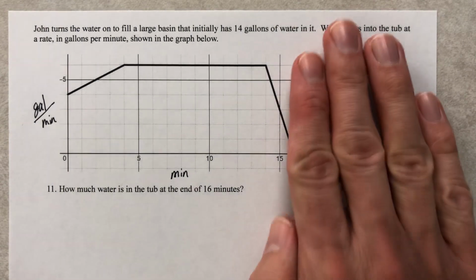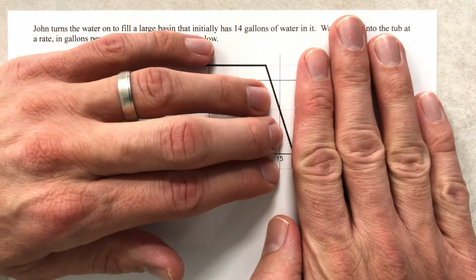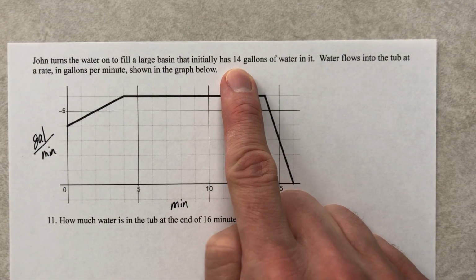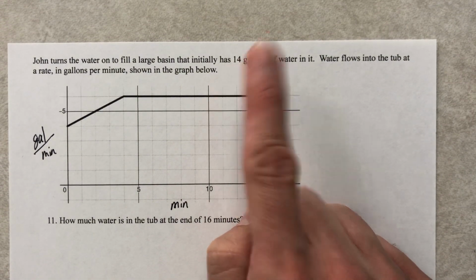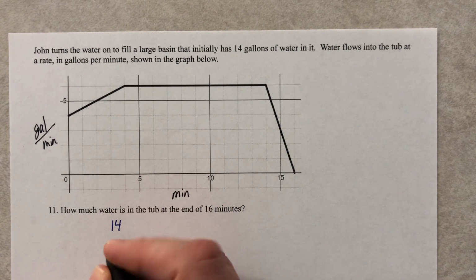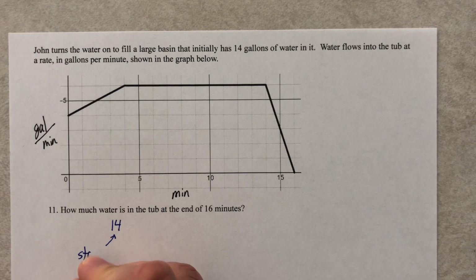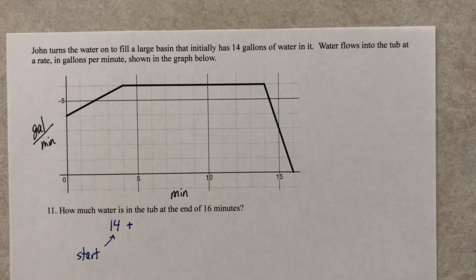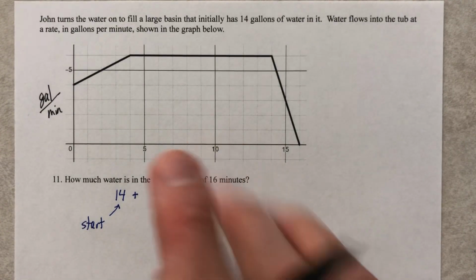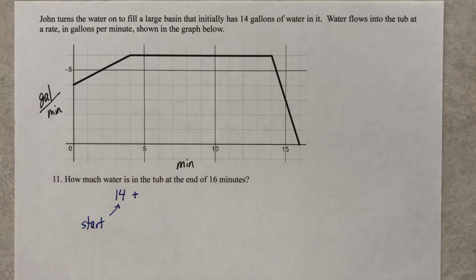I need to know how much water went into the tub. I also need to know what I started with. Don't assume that the tub was empty. It wasn't, okay? So I'm going to write down a lot of unnecessary things, but they help us understand. So 14 is my start. Plus, how much water went into the tub? I don't know, but if we find the area of this, we'll know it.